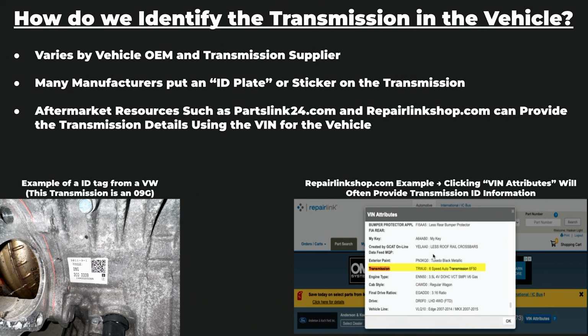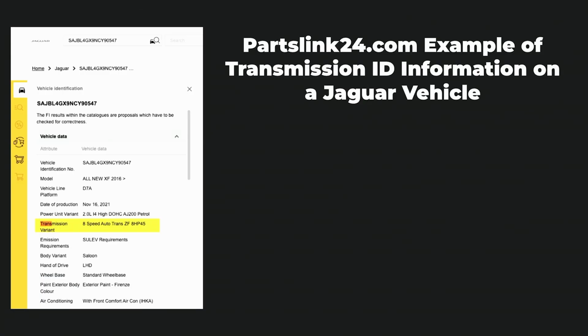So this is a really nice feature to be able to have access to. Obviously, this is a little bit more streamlined than having to hunt around on the vehicle where our view of stickers and stampings might be obstructed. So this can be a big time saver. The other resource you can use is PartsLink 24.